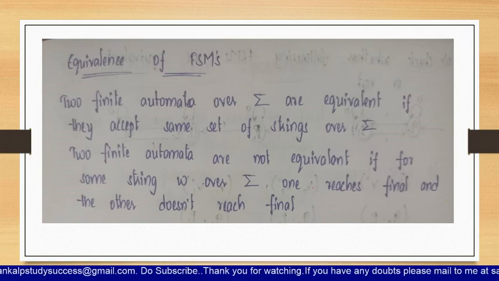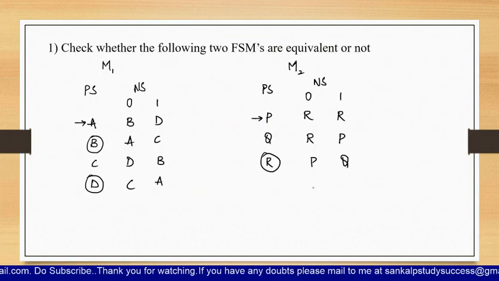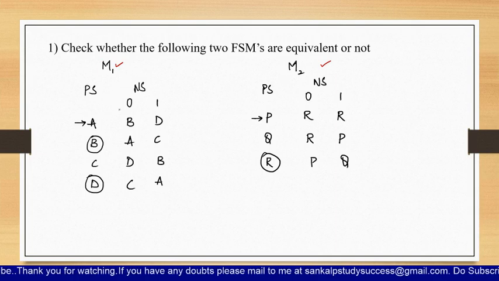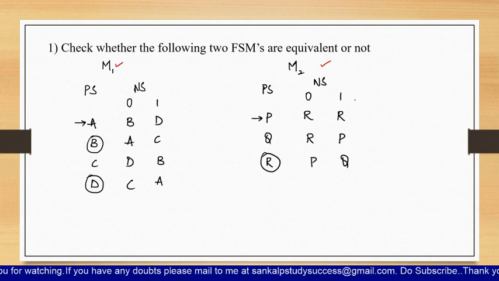So let us solve some problems so that you will know what should be reaching the final state and what should not. Coming here, you need to check whether two finite state machines are equivalent or not. Here you are given M1 and here you are given M2, with present state and next state by applying inputs 0 and 1. A is the initial state for the M1 machine and P is the initial state for the M2 machine. B and D are the final states for M1 and R is the final state for M2.